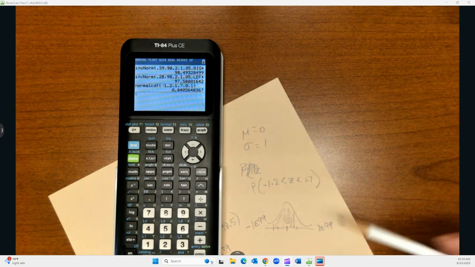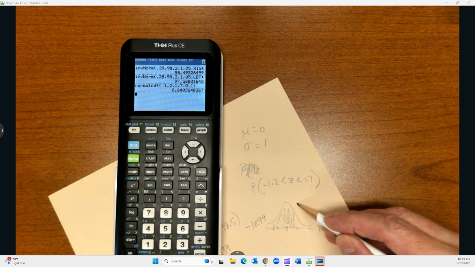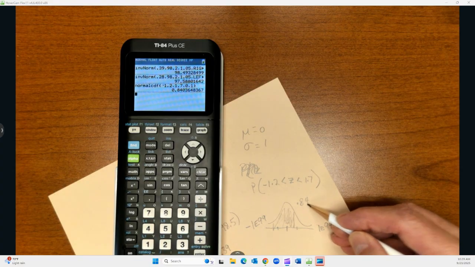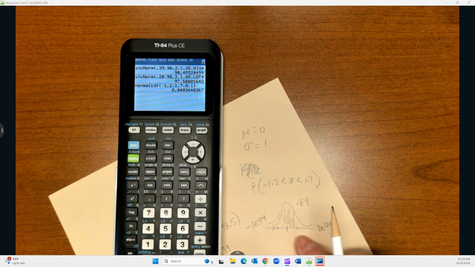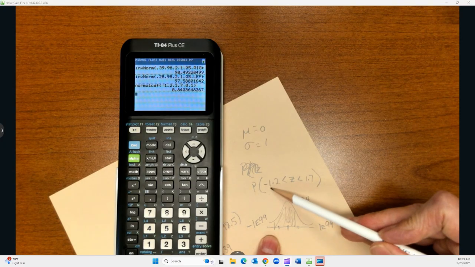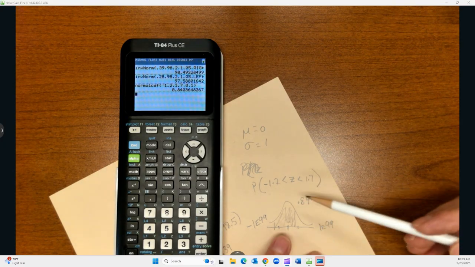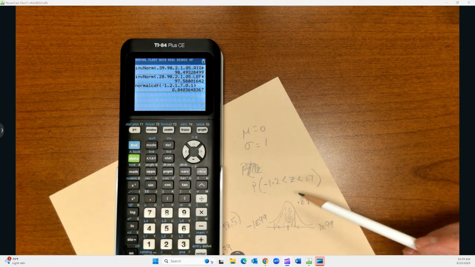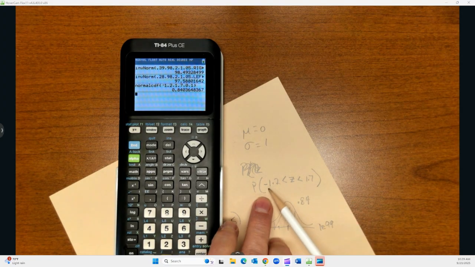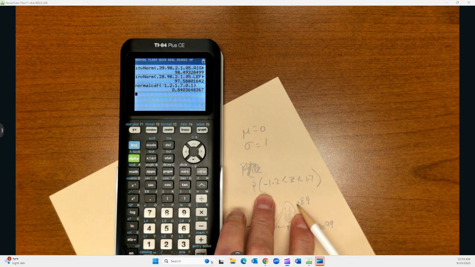Okay, and it comes out to be a pretty large percentage, 0.84. So 84% of the population is between negative 1.2 and 1.7. Likewise, if I randomly selected from the population, the probability I would get somebody within this range is 0.84.